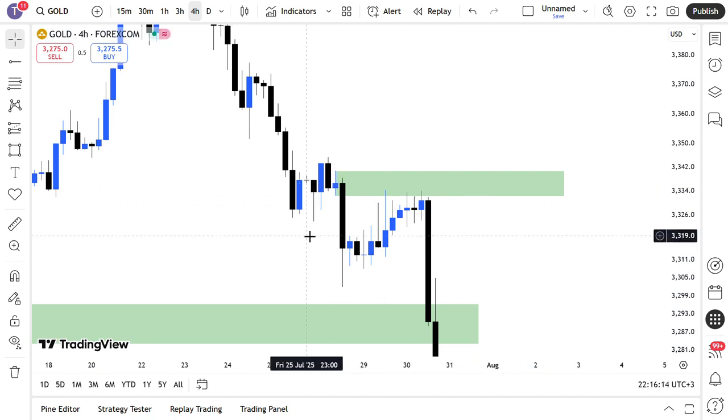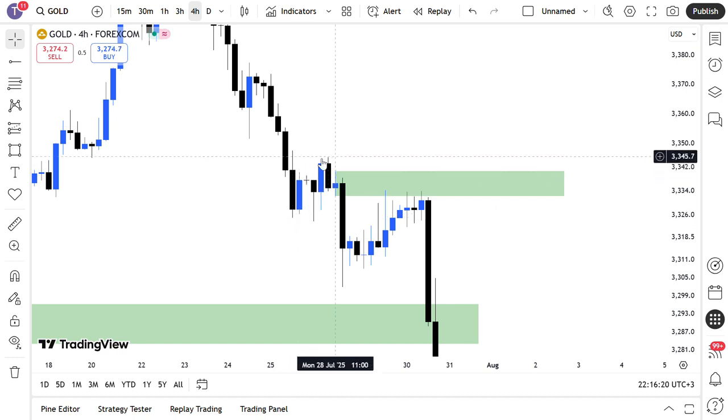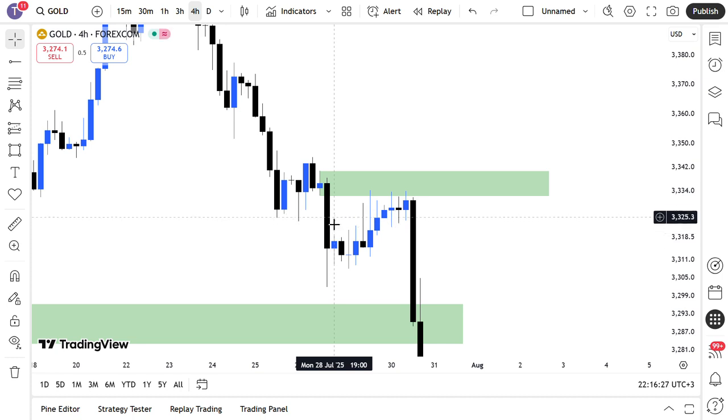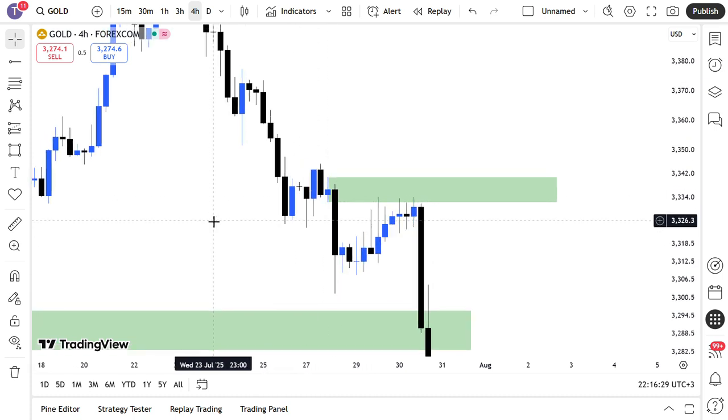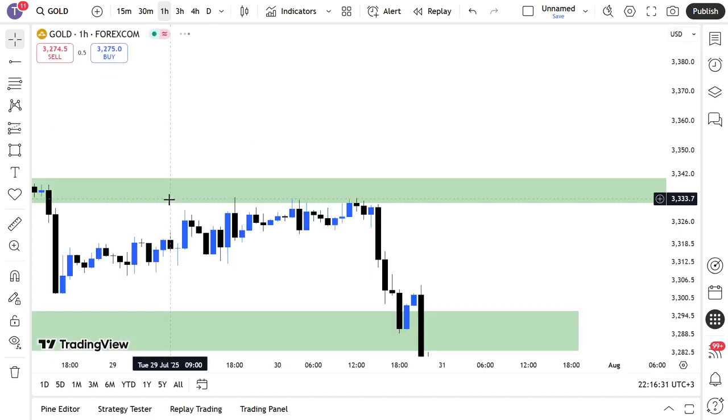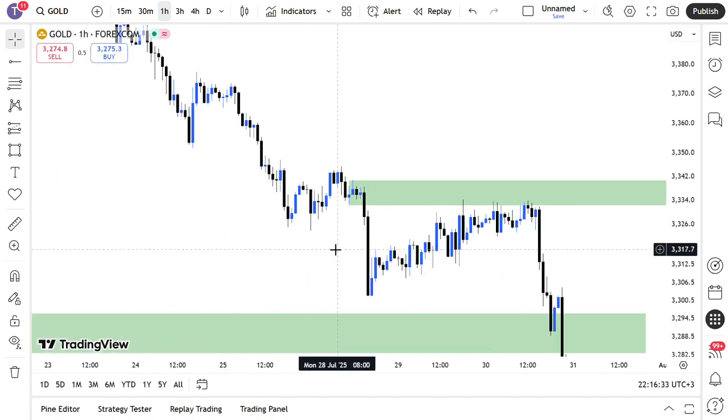So here you can see there is a sweep of liquidity, this breakdown here, and then the market came back up to sweep the liquidity, and then we have this move, leaving this fair value gap inside. So if we go to the lower time frame, we can see that clearly.